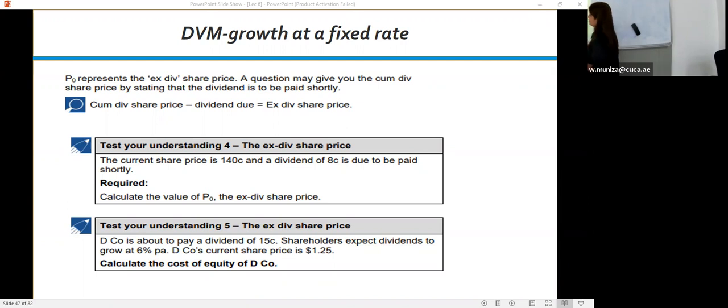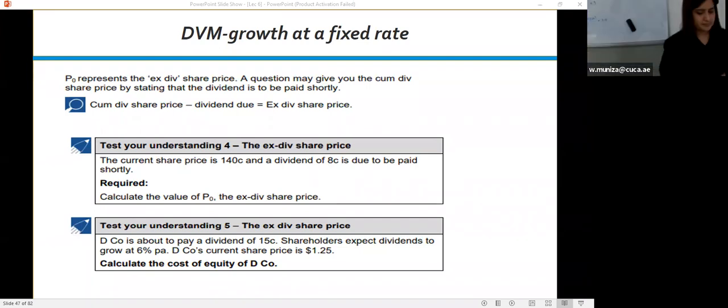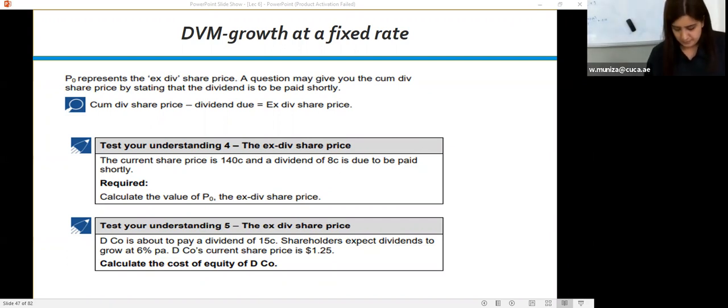How much is DO, students? It's 15 cents, 0.15. 1 plus growth is how much? 6%, 0.06, divided by PO. What did we find? 1.1. PO we have found is 1.1, and the growth factor is 0.06. This will be the cost of equity, that is the required rate of return. 0.15 into 1.06 divided by 1.1 plus 0.06 gives 20.45. Yes, Atif, did you get the same?